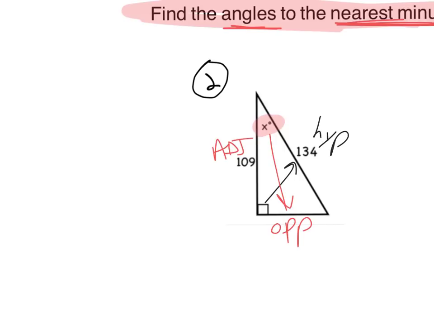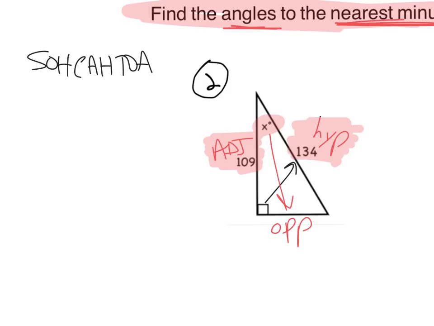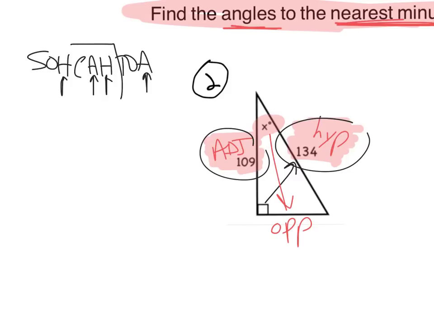We're going to identify our active sides. So our adjacent and our hypotenuse are the active sides. We'll write out SOHCAHTOA and label our active sides. So the adjacent, the hypotenuse. So this one is going to be a cosine problem because we have the A and the H.